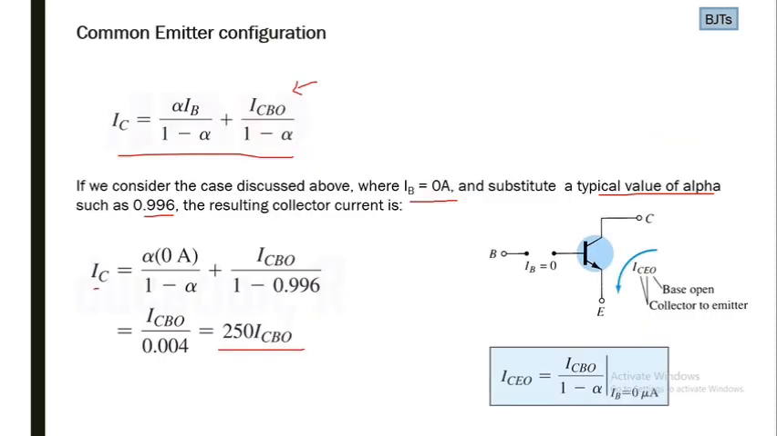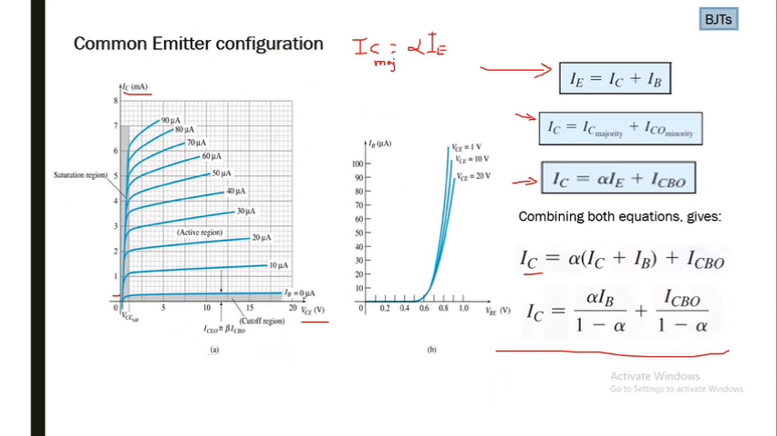That is why for IB equal to 0, we have a notable value of IC which we cannot ignore anymore.